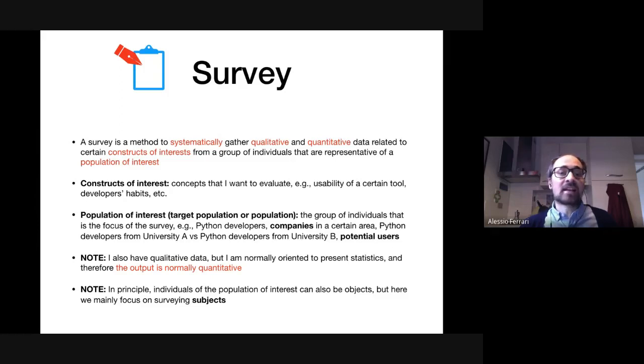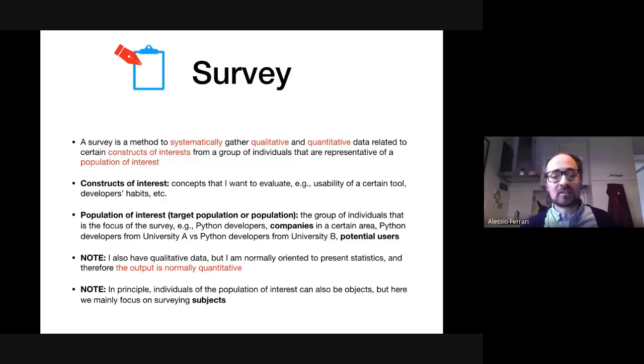As I highlighted already, I have also qualitative data here, but normally surveys are oriented to present statistics, and in principle, you can do also hypothesis testing, like in experiments, because you are gathering numbers, and you could, in principle, evaluate hypotheses. Although in most of the cases in practice, this is rarely done in software engineering. So you normally present just descriptive statistics. And the output, so, is normally quantitative, even though data can be also qualitative.